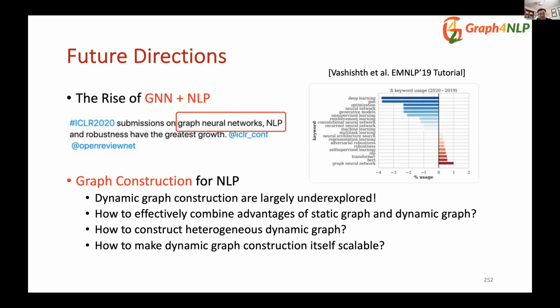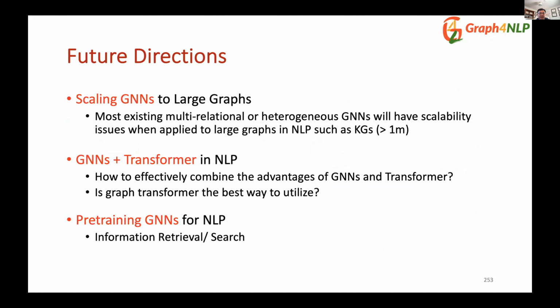But how do we construct such a good dynamic graph? This is not an easy problem. Also, how to make dynamic graph construction itself scalable is a very important problem if your graph is large. The second part is how to scale graph neural networks to larger graphs. Luckily, we already have some solutions on that. This is one of the most active subdomains for the graph neural network community.